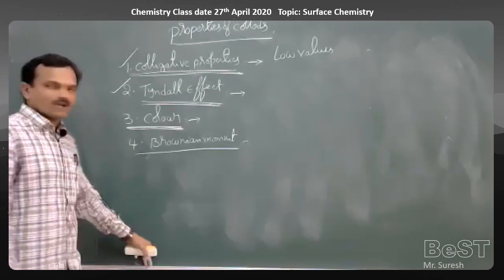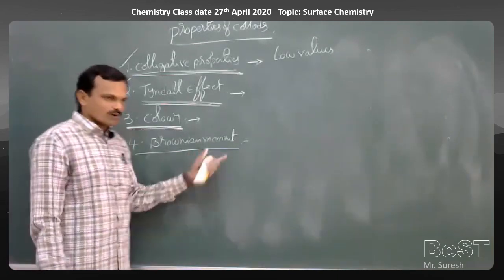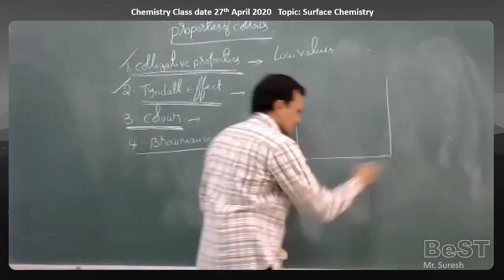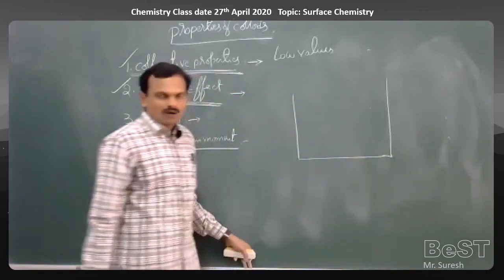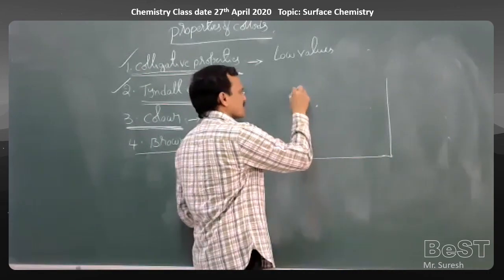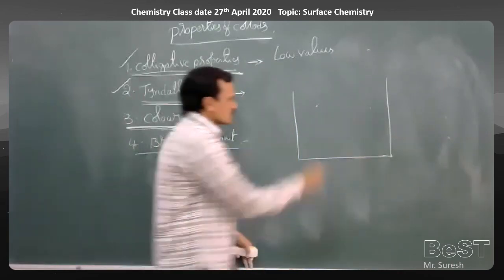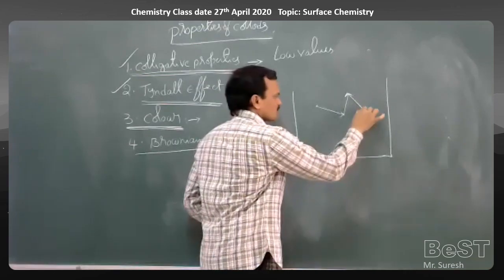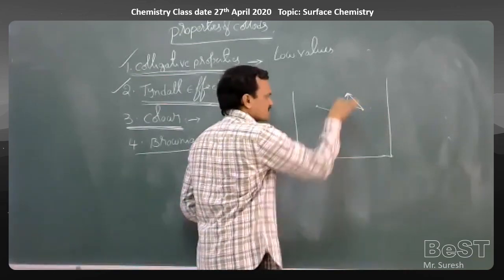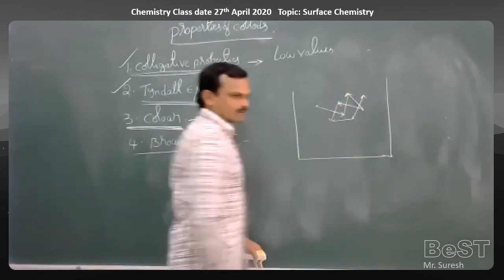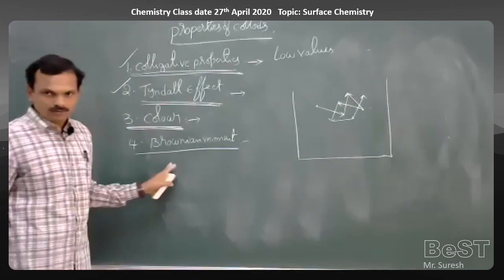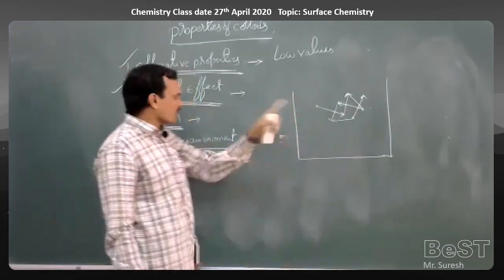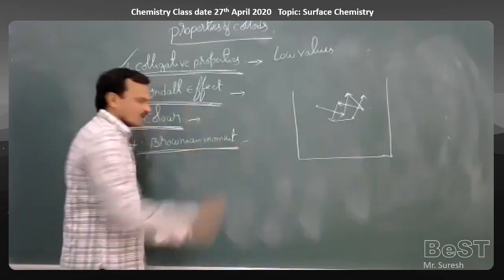So what is this Brownian movement? Or what is the cause of Brownian movement? If you take a colloidal solution, the colloidal particles move randomly in different directions with different velocities. That is what is called a zigzag movement. The zigzag movement or the random movement of colloidal particles in a colloidal solution is called Brownian movement.